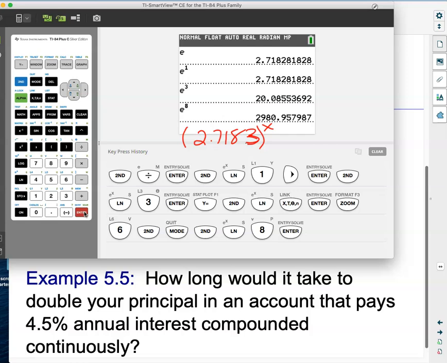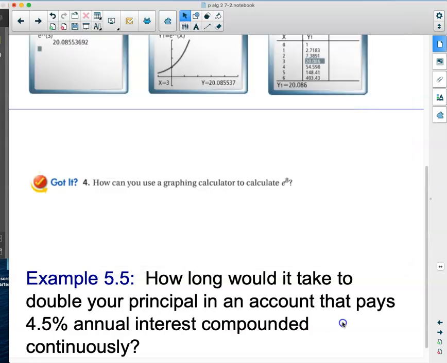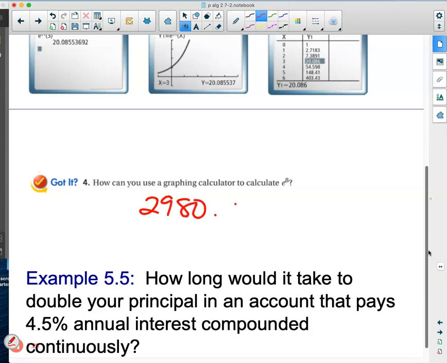So 2,980.9580 to 4 decimal places. Your book only goes 2 decimal places, so we'll go 2980.96. So in your homework, there are literally going to be some problems that just say find e to the 7th, find e to the 4th, find e to the 9th, because they just want to know, can you find those buttons and use them? Anybody that can't find the buttons?